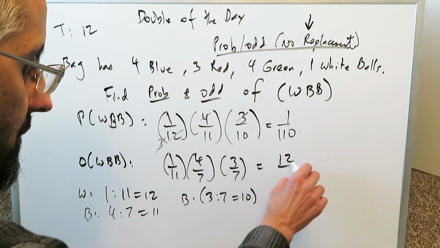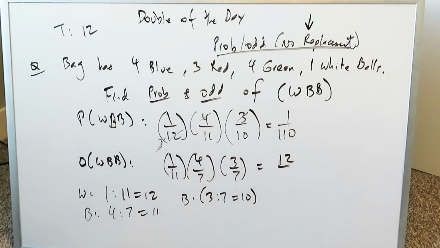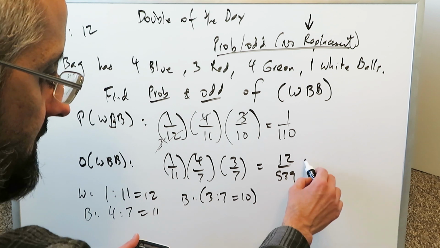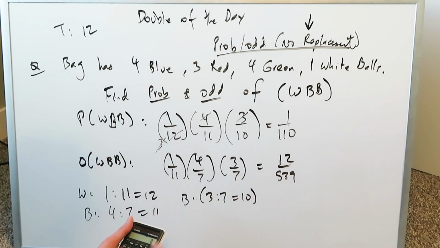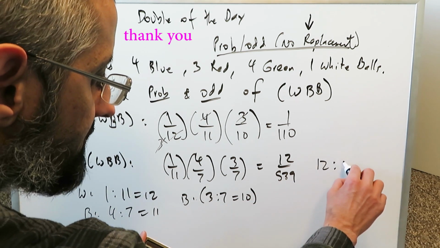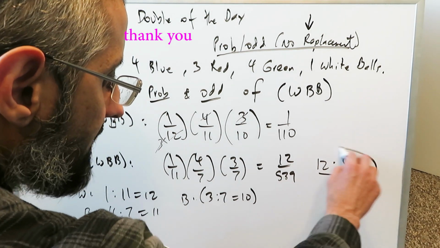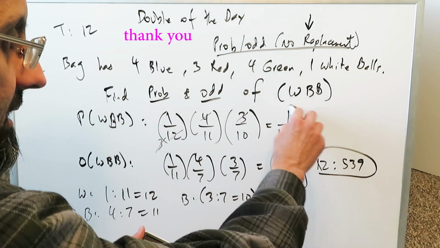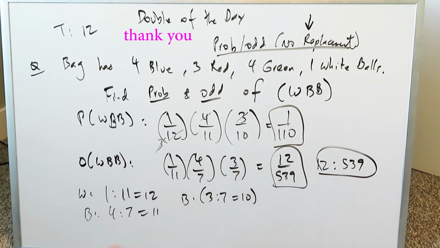It'll be 12 over 49 times 11, 539. You probably are not going to be able to simplify this any further, so you can write your answer as 12 to 539. This right here can be your answer. And you see how it is.